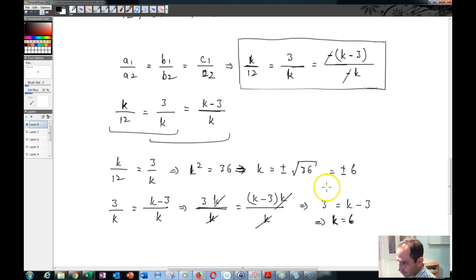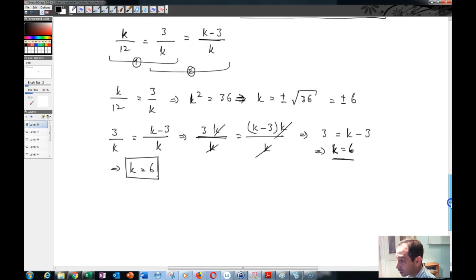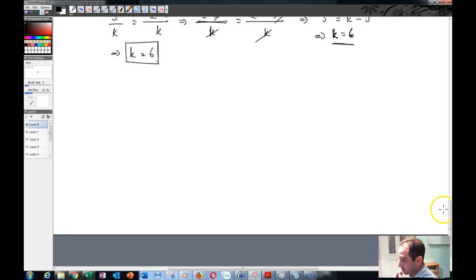So you see that over here K is equal to 6, and over here K is equal to plus or minus 6. Now the value of K that satisfies both of these equations, equation number 1 and number 2, is K is equal to 6. So from that you can conclude K is equal to 6 is the value for which this pair of linear equations will have infinitely many solutions. The logic that I used earlier was actually not right, but it's a good thing that we took care of that problem.